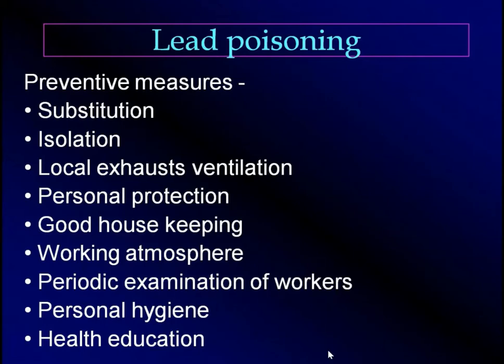and personal protection. So personal protection means using proper protective measures by the workers who are working in that environment, like proper masks, respirators, and proper gloves. Next is good housekeeping. So good housekeeping means that as soon as dust is produced, it is cleaned immediately and the environment is kept clean, by doing wet mopping and all those things.